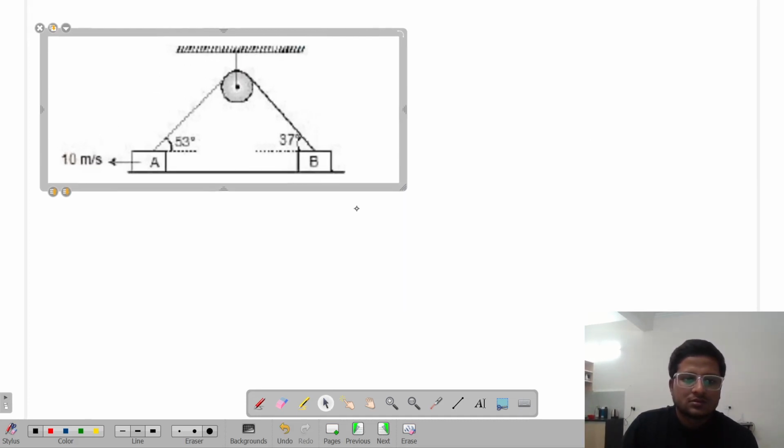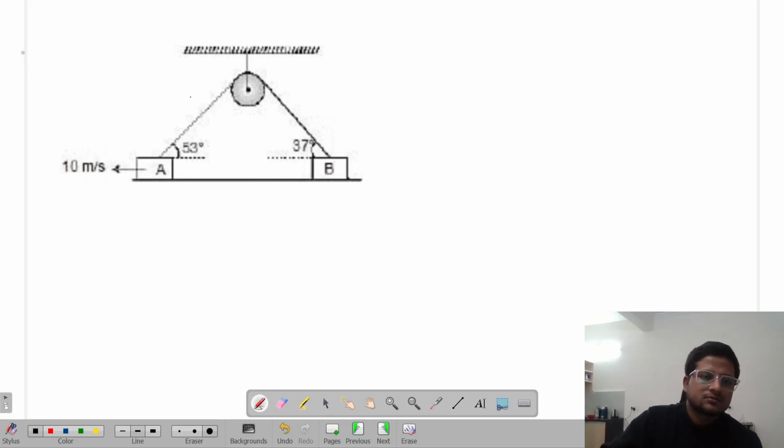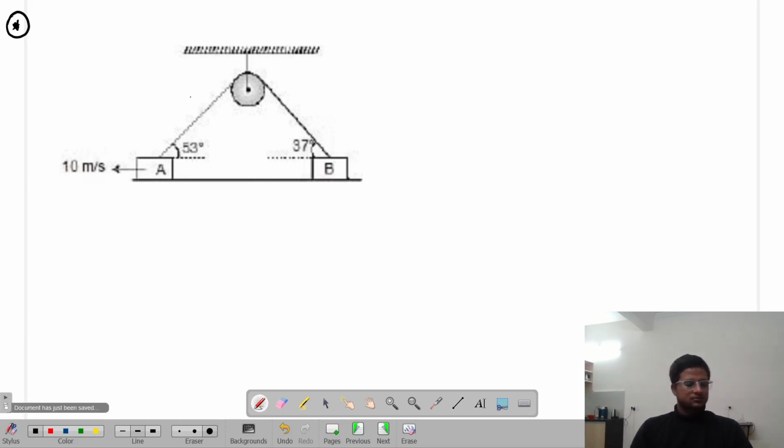Do this. Is it visible now? You have to find the velocity of block P. You have 2 minutes.